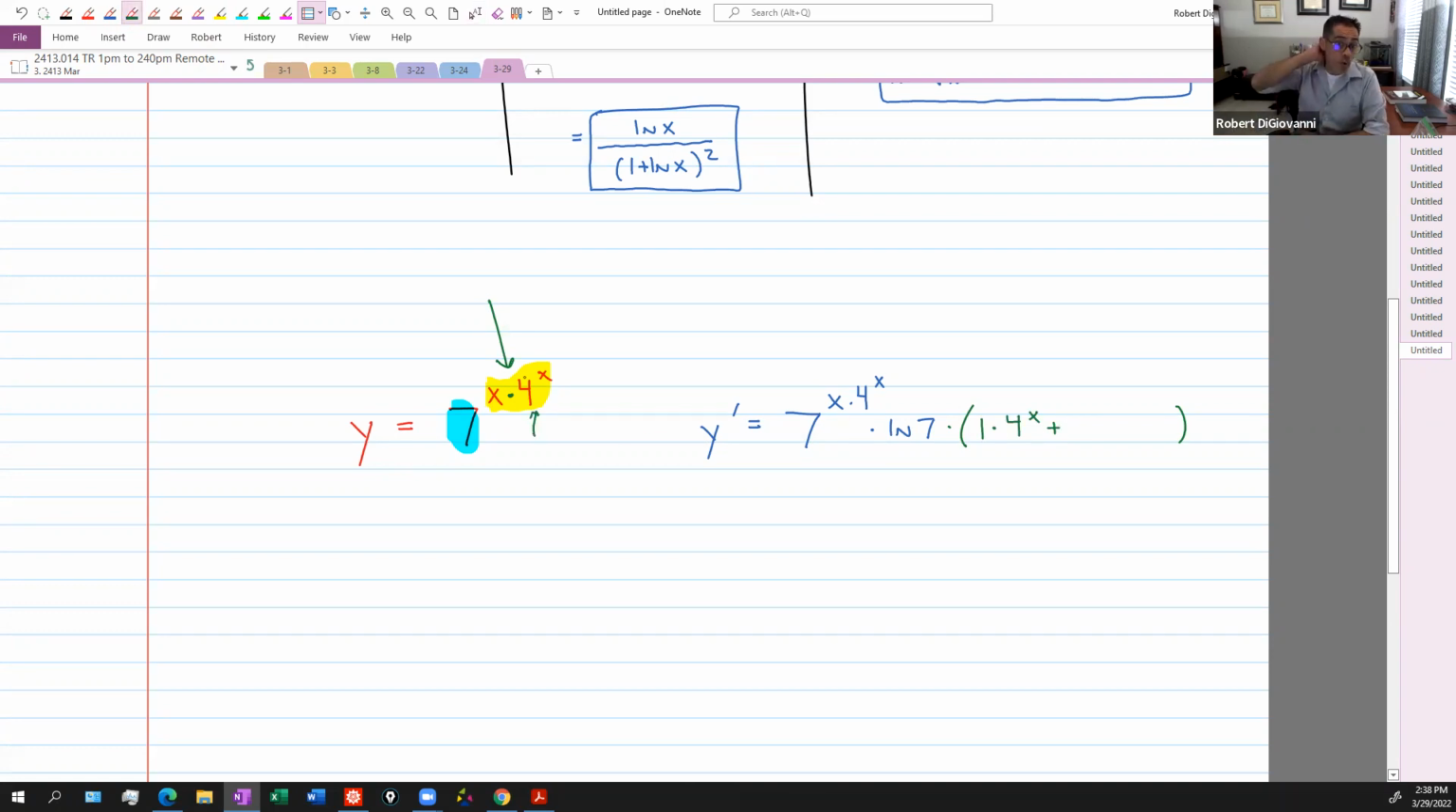What's the derivative of 4 to the x? Should be 4 to the x times the natural log of 4. That's the derivative of 4 to the x. But I'm not done. This was a product rule, right? So I still have to finish off by hitting it with the x that was the first function. There's my derivative.